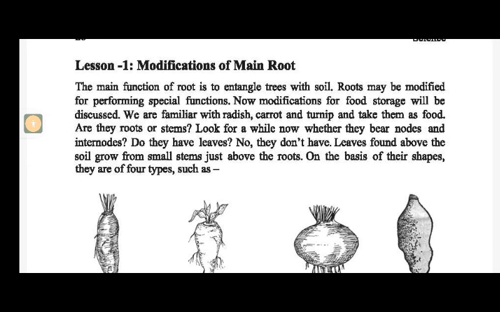Lesson 1: Modification of main root. The main function of the root is to entangle the tree with soil. Roots may be modified for performing special functions. Now, modification for food storage will be discussed.